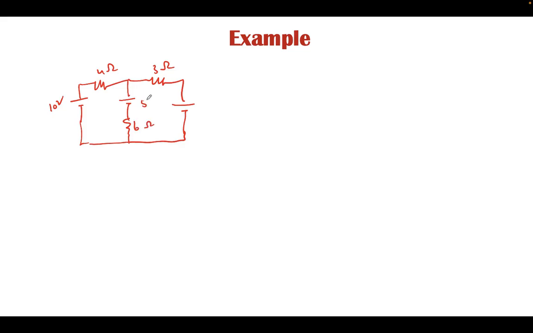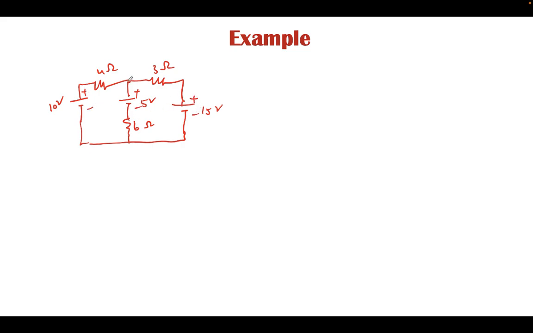Now similarly, considering another example where we have more than two sources. Let's consider there are two different loops, and in these loops there are three different sources. Let it be 10 volt, 4 ohm, 3 ohm, this is 6 ohm, this is 5 volt, and let this be 15 volt. This is plus, this is minus, this is plus, this is minus, this is plus, this is minus.